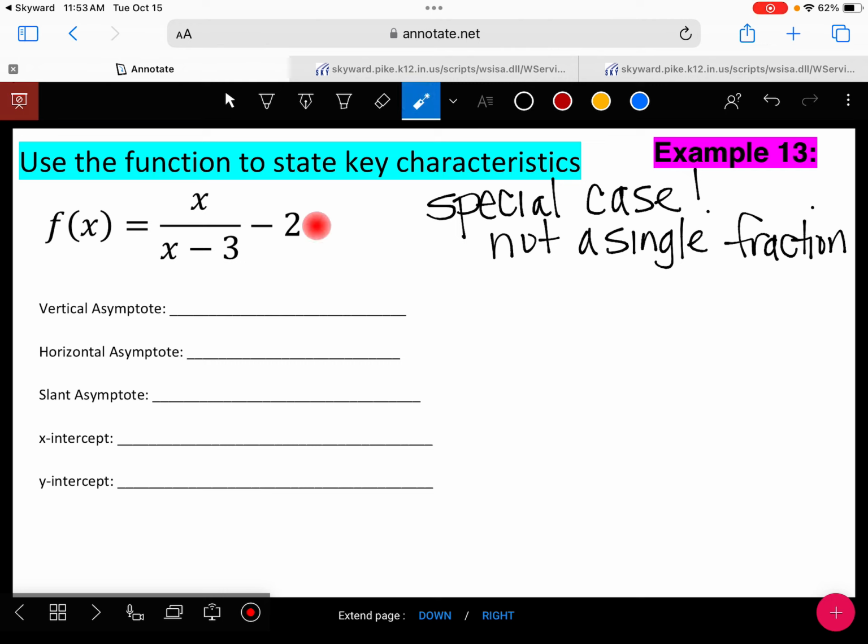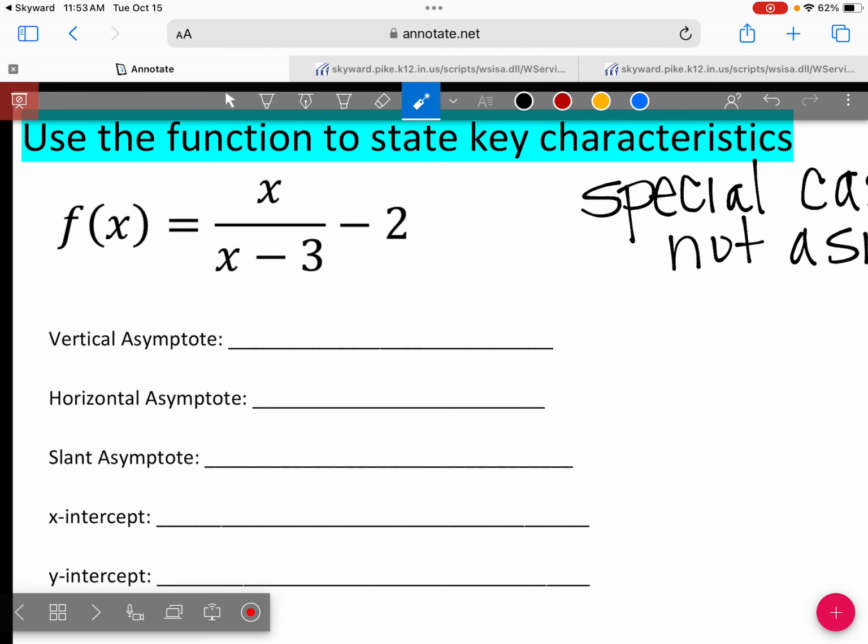I put this little -2 on the outside. This little -2 makes it special. That means that my horizontal asymptote, I'm going to have to do that different. And I'm going to have to do my x-intercepts different. Okay, so your vertical asymptote, if you look at your yellow sheet, that's always going to be your denominator. That does not change.